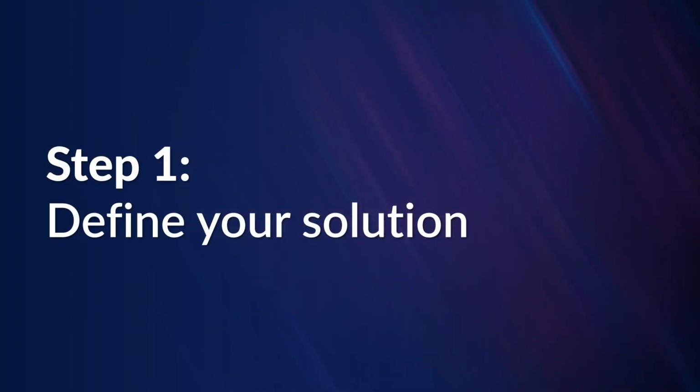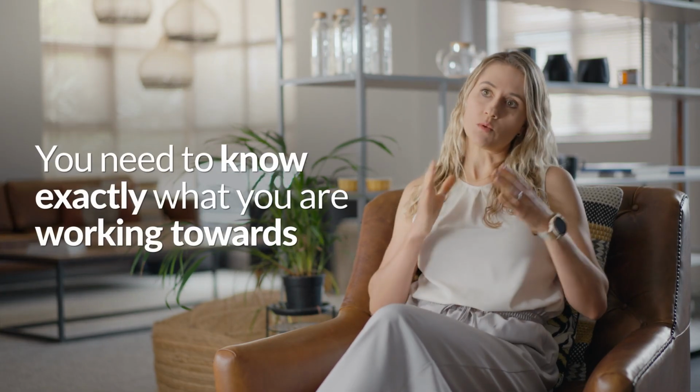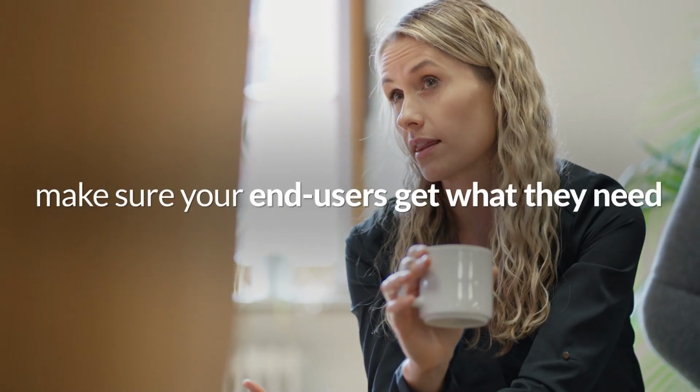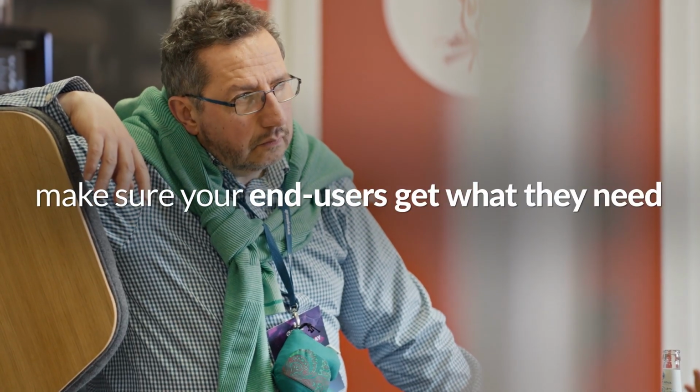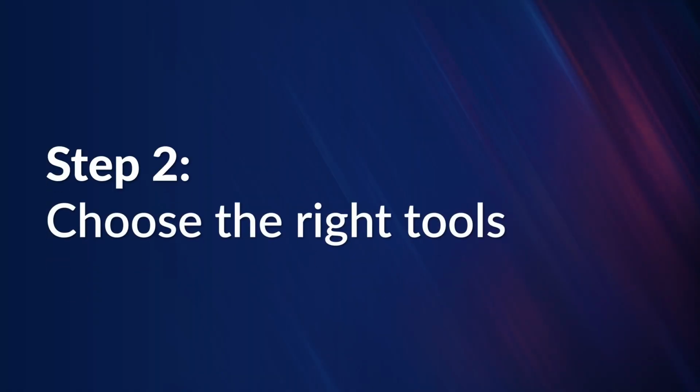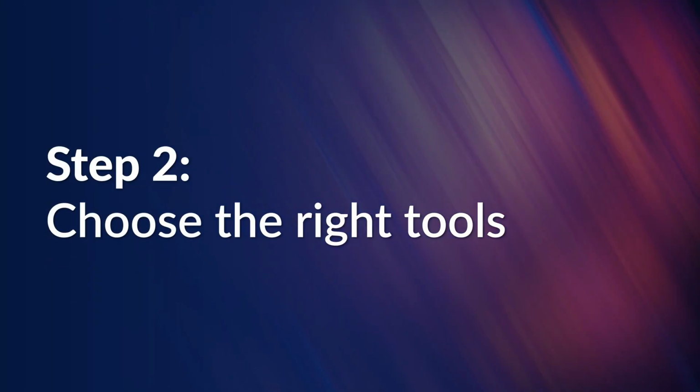Step 1 is defining objectives and the scope for your project. You need to know exactly what you're working towards so that you can measure success. The second part is making sure that your end users get what they need. Otherwise, you're going to spend time and money on a project and you won't have the adoption that you need for that project.